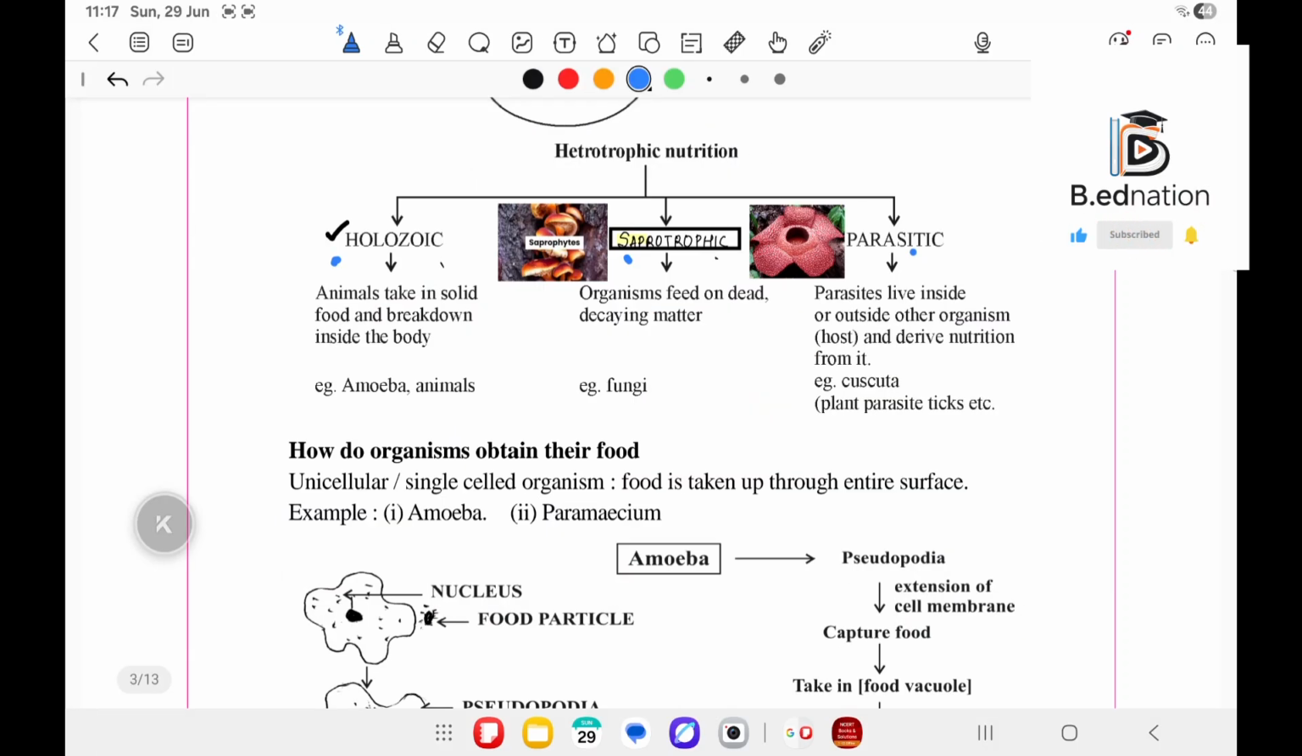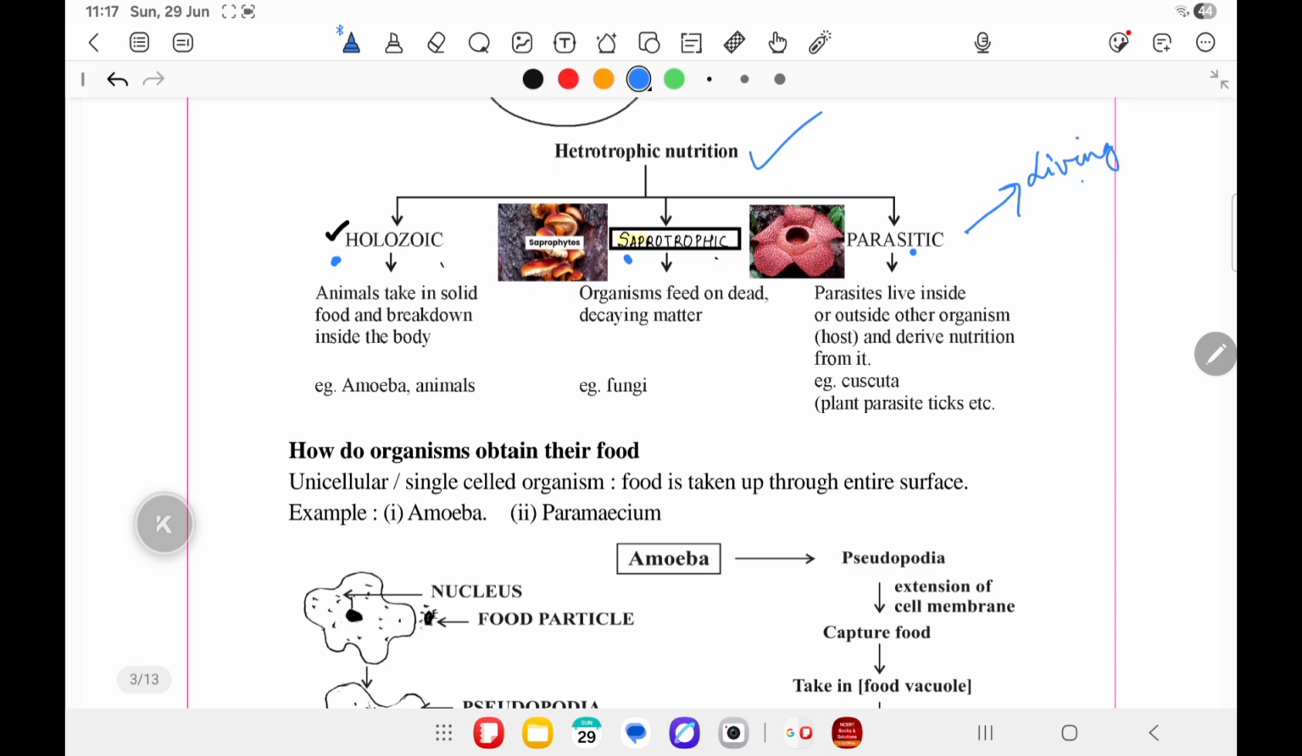In this video, we are going to talk about heterotrophic nutrition. Heterotrophic nutrition is of three types: Holozoic, saprotrophic and parasitic nutrition. Parasites are living organisms that depend on other living organisms for their food and survival. The living organism on which they depend is known as the host.